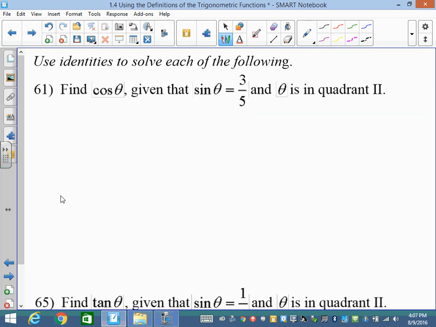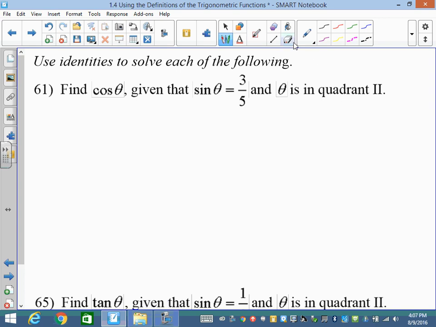Okay, I was going to stop there, but I've only taken up 14 minutes, and we don't have that much left to do. So, use identities to solve each of the following. Find cosine of theta given that sine of theta is 3 over 5, and theta is in quadrant 2.